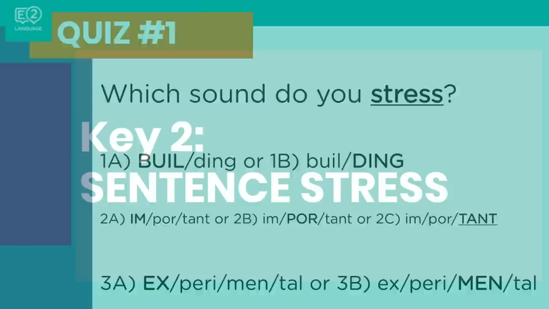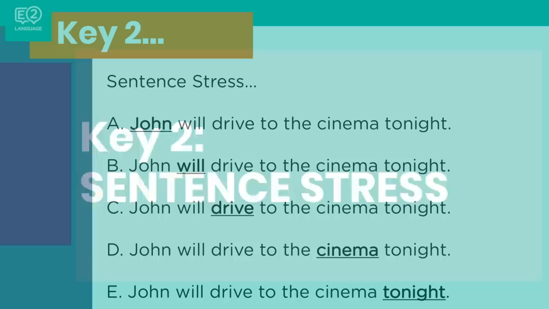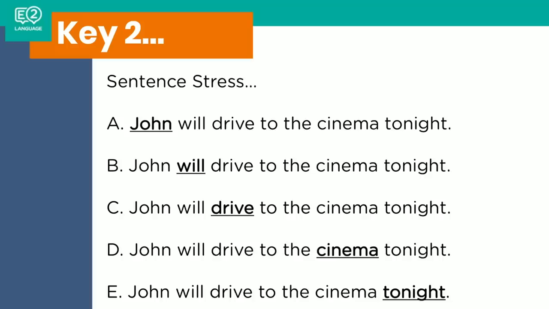Hopefully you got that. The second key to oral fluency is sentence stress, that is, on which word do you place more emphasis? Not the sound, but the entire word. On which word do you place more emphasis to give it a specific meaning? Let me go through these. I could say, John will drive to the cinema tonight, and I'm emphasizing that it's John and not Bill.